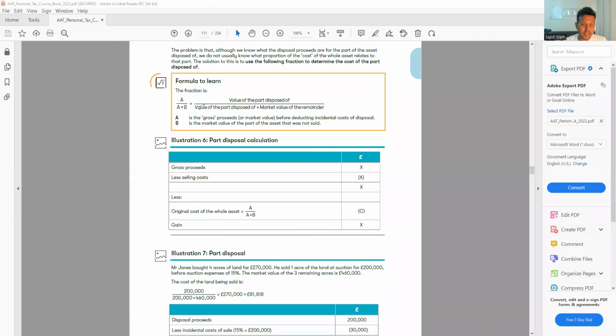This is A over A plus B. A means the value of the part disposal, so how much you sold it for. What is the part you sold? How much is the value for that? Then B means the market value of the remainder.